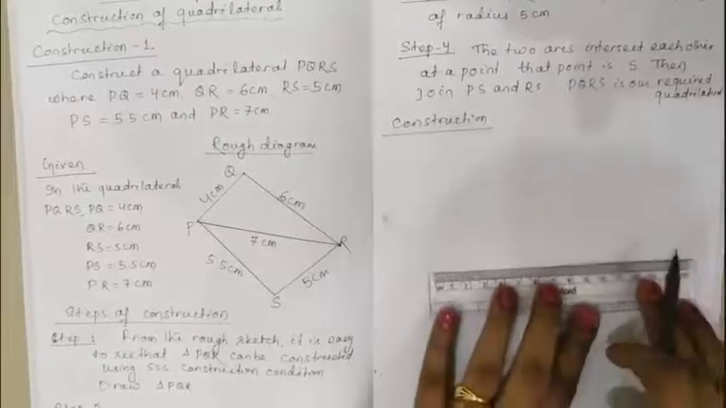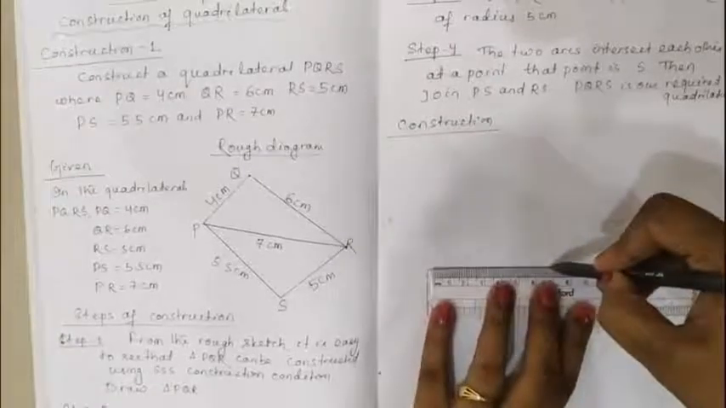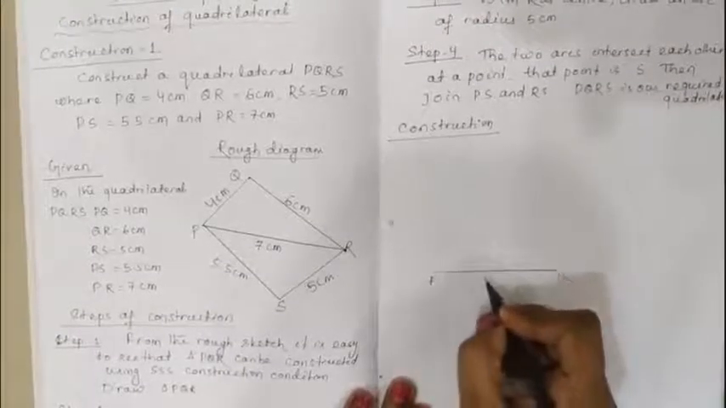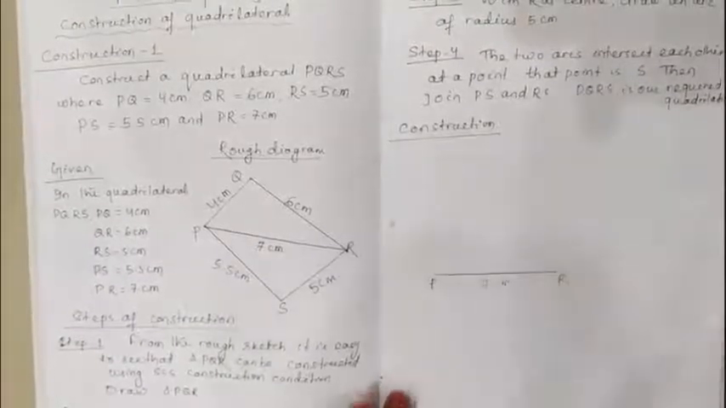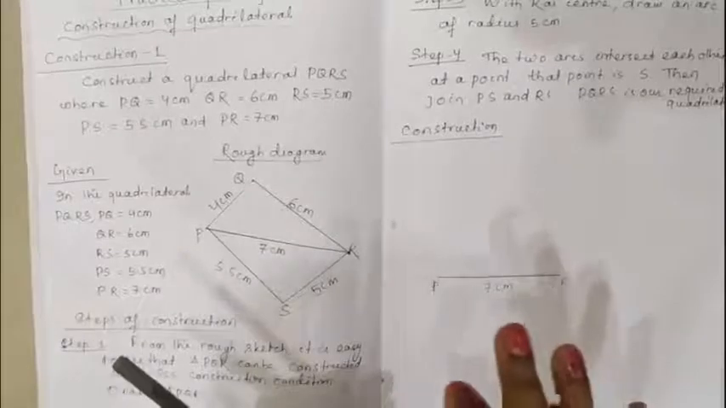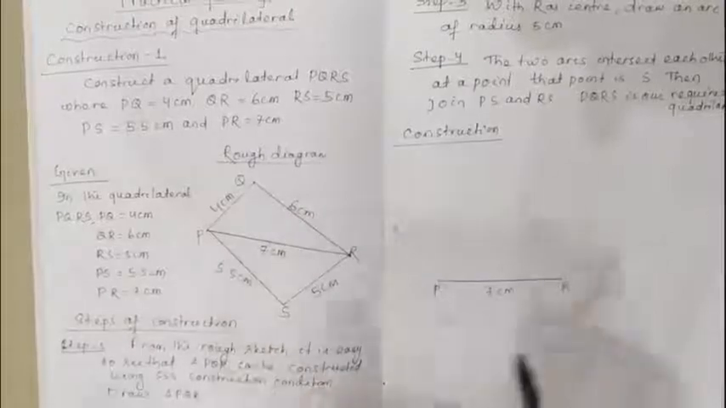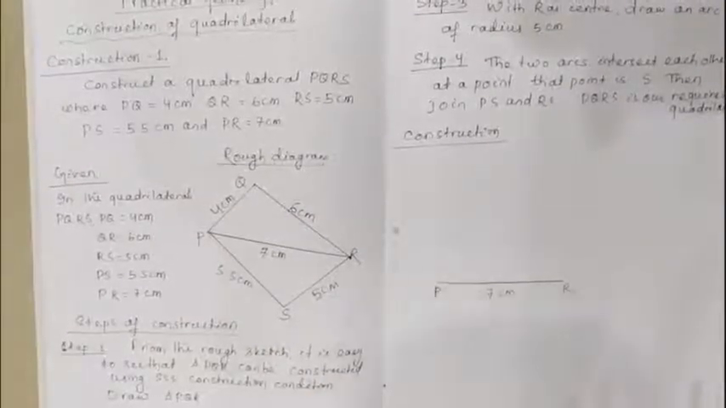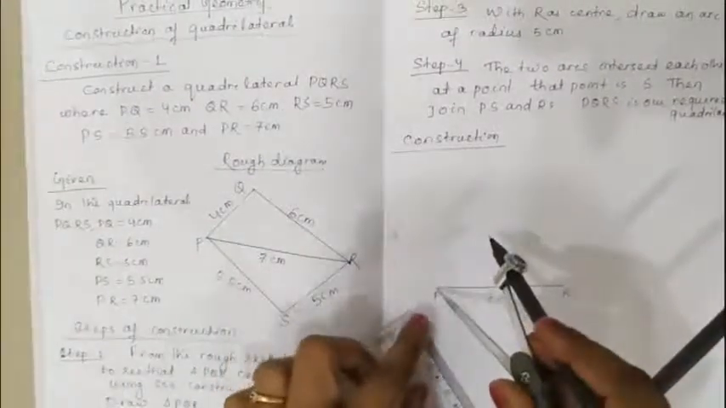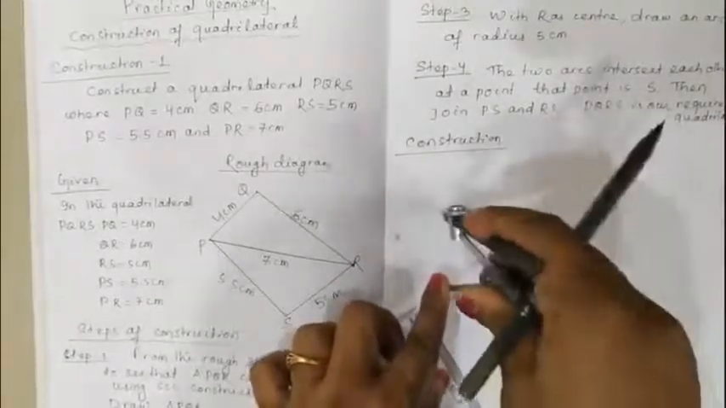So here we have to take PR equal to 7 cm. So this is PR, 7 cm. Then PQ, the same construction steps you have to follow as you followed for constructing a triangle. So PQ is 4 cm. So we have to take 4 cm radius. So by taking P as center and 4 cm radius, you have to draw an arc like this.